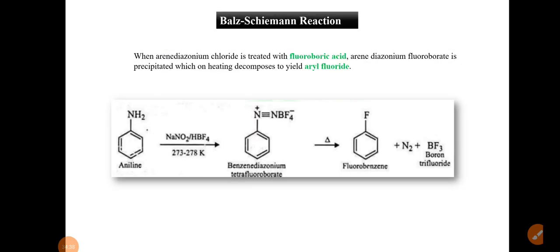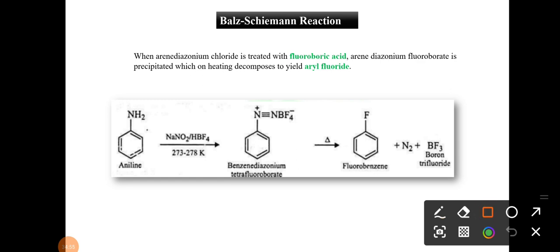Okay, the next one is the Balz-Schiemann reaction. When arene diazonium chloride is treated with fluoroboric acid, arene diazonium fluoroborate is precipitated, which on decomposition yields an aryl fluoride. What that reaction simply says is: aniline, then NaNO2 and HBF4, and the temperature is 273 to 278 Kelvin.